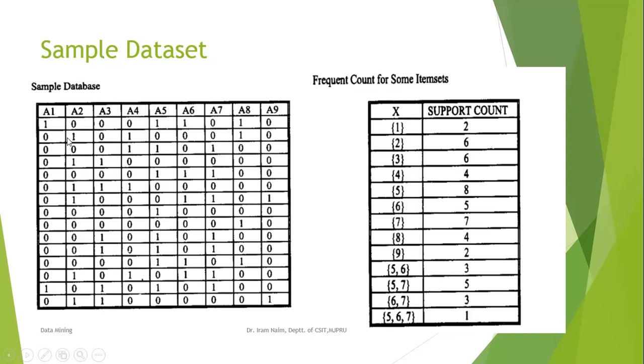Similarly, for transaction 2, we have item numbers 2, 4, and 8. The rest of the values are 0, which means those items are not present. So Mansi, you tell me, what are the items present in the third transaction?